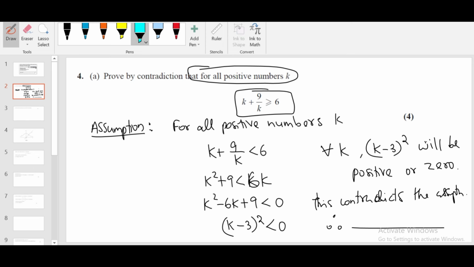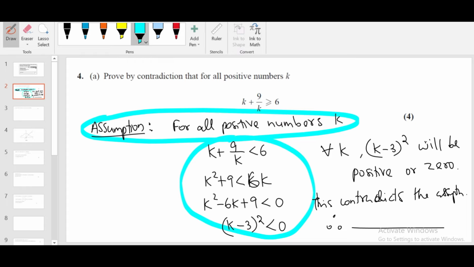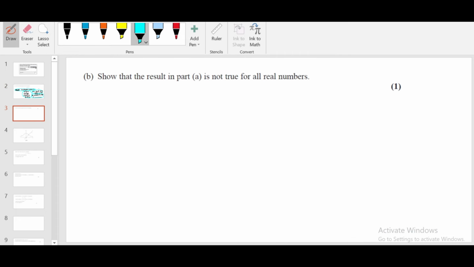For every question you need to write the start of the proof, which is the assumption here, and then the body of the proof where we tried to prove our assumption but we ended up with a contradiction, and then the concluding steps. That's all. We are going to move on to the second part. It's a one mark question.